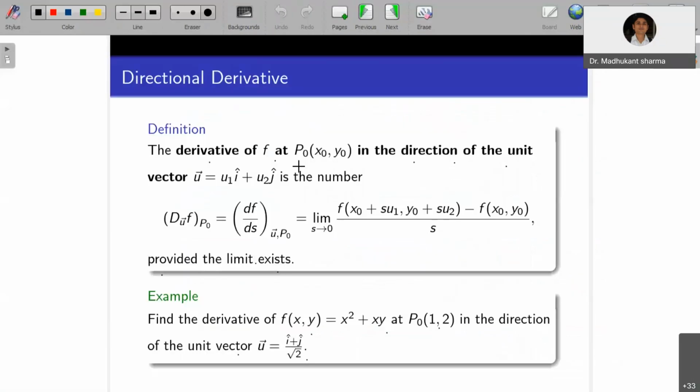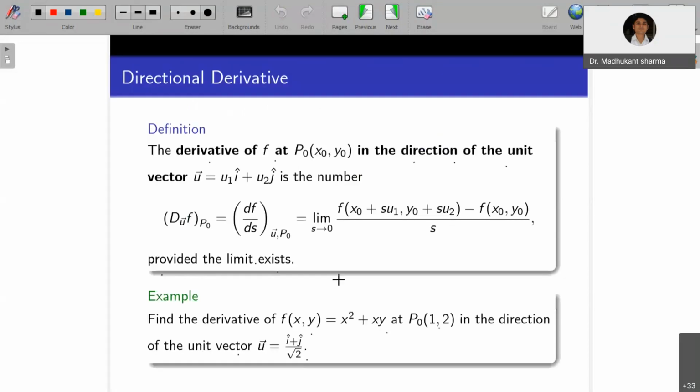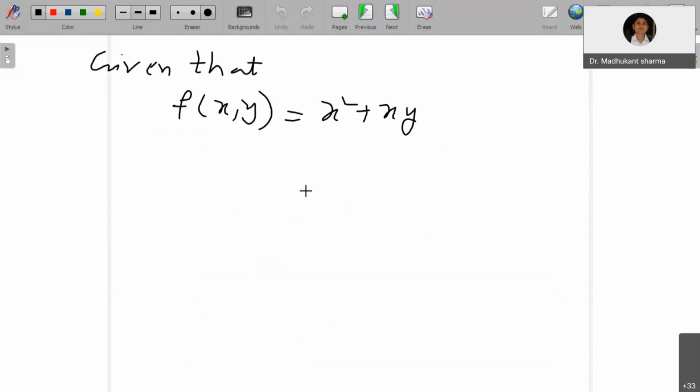So given that f(x, y) is equal to x square plus xy, okay, so x square plus x into y. You have to find the derivative of f at P naught, which is (1, 2), in the direction of the unit vector u, which is (i plus j) divided by square root of 2.